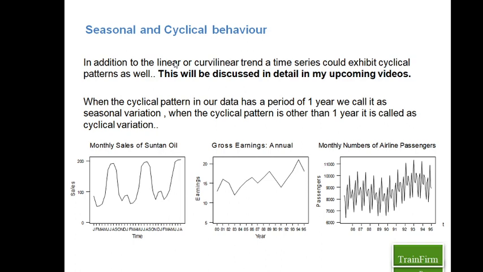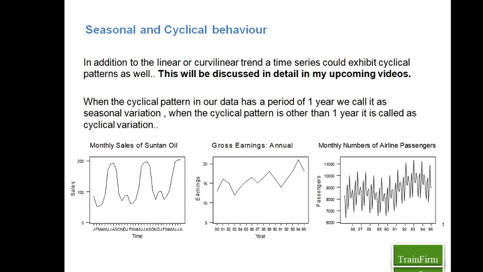So what is a cycle? It's a pattern we observe in data over time, right? When it comes to a cyclical pattern, if the data period is within 1 year, that is called a seasonal variation. I will give you an example.